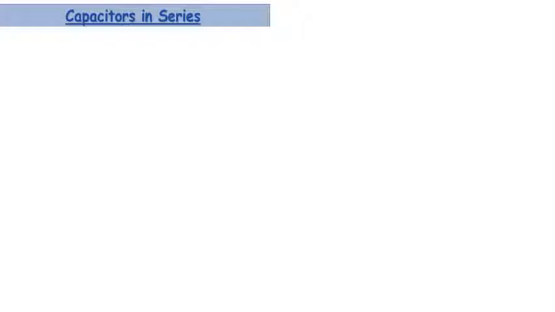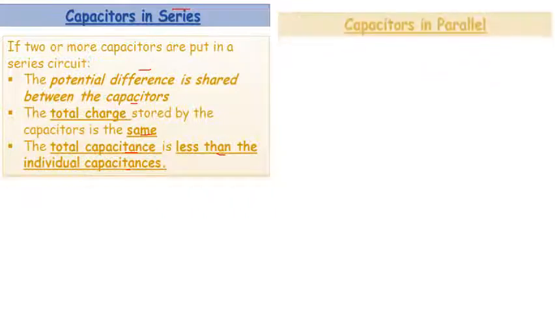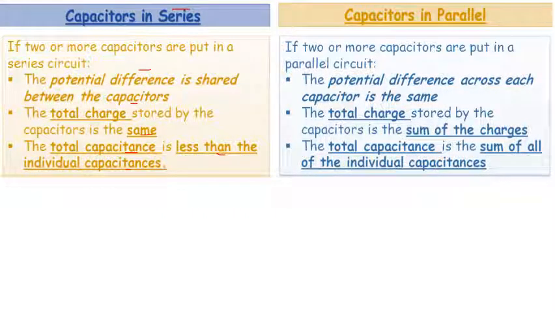Now see the clear difference between capacitors in series and parallel. In series, potential difference is shared between capacitors, while total charge is always the same and total capacitance is less than the individual capacitances. While in parallel, potential difference is the same while total charge is shared, or it is the sum of all charges, and total capacitance is the sum of all individual capacitances.